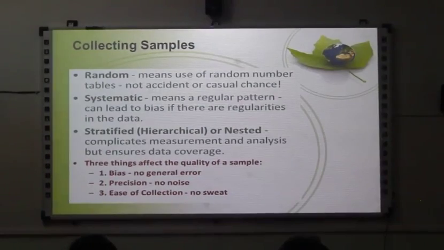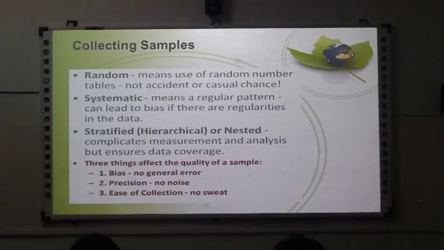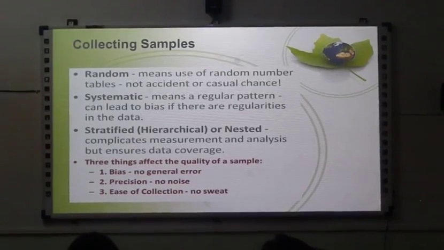Make the best quality measurements that you can make in the field. And ease of collection, which is the less you have to sweat over collecting it, actually the higher precision you will have and probably the less bias too. So no general error, no bias, no noise in the data and no sweat. That's the way to do it. Okay? Sorry, that's not very scientific language, is it really?